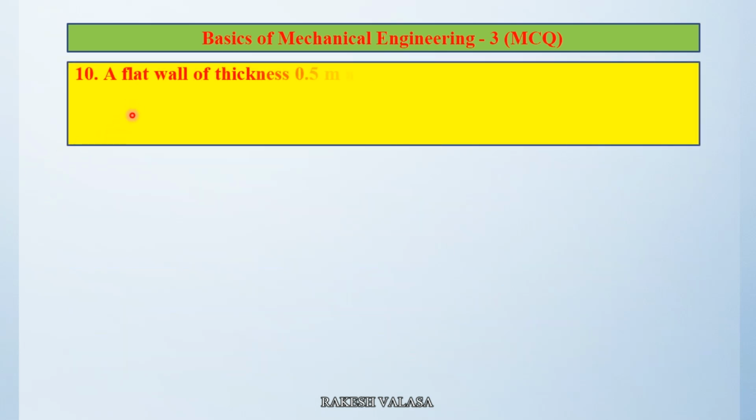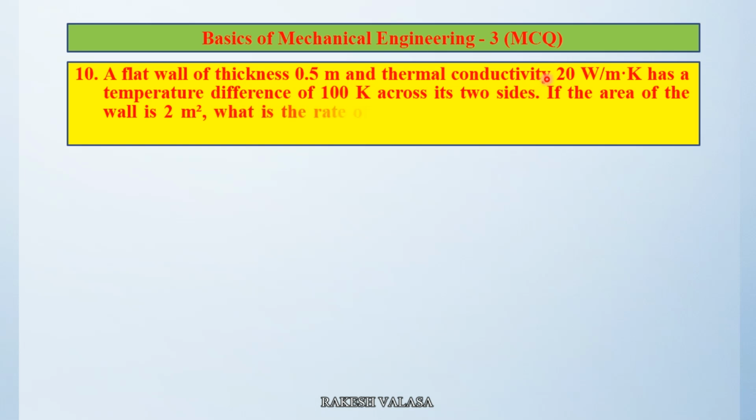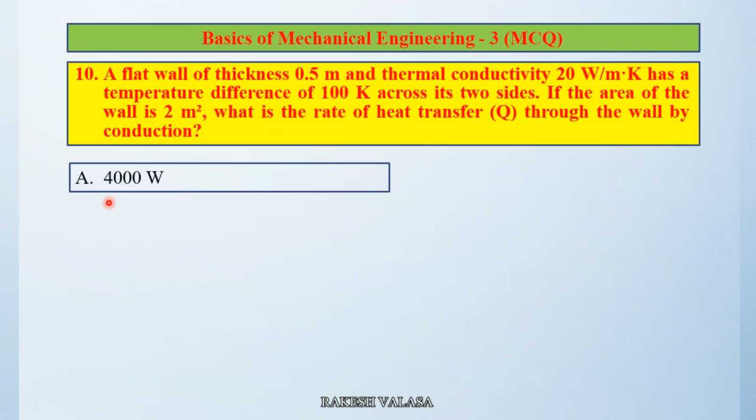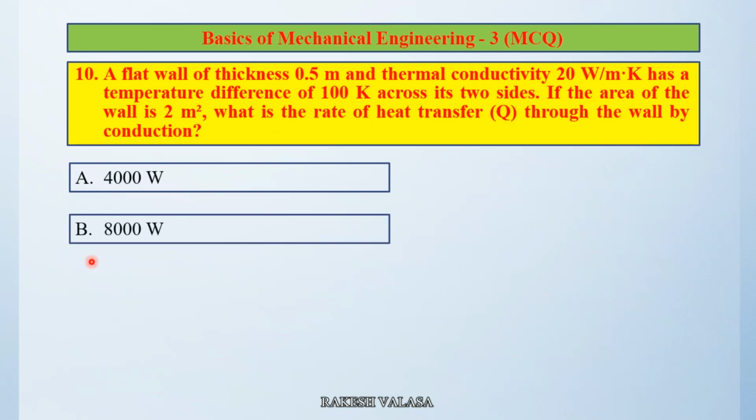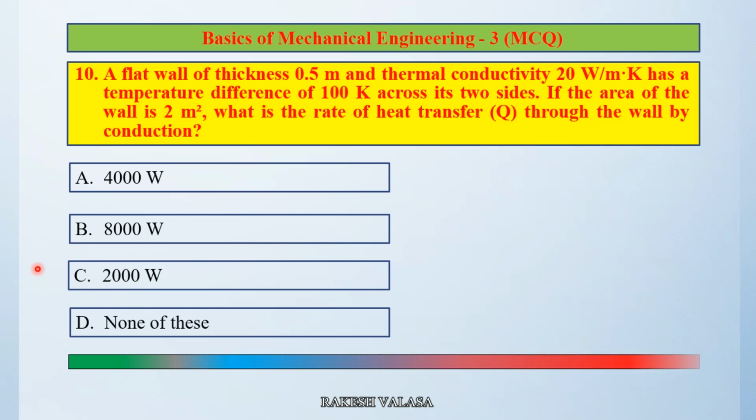Question number 10. A flat wall of thickness 0.5 meters and thermal conductivity 20 watt per meter Kelvin has a temperature difference of 100 Kelvin across its two sides. If the area of the wall is 2 meters square, what is the rate of heat transfer through the wall by conduction? Option A, 4000 watts, option B, 8000 watts, option C, 2000 watts, option D, none of these. The correct answer is option B, 8000 watts.